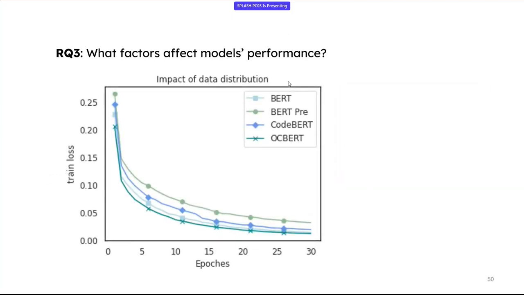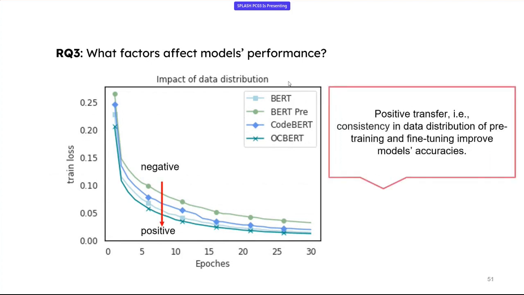Another factor we would like to think about is transfer learning. Here we use the BERT model as our baseline. CodeBERT and the BERT pre-train are our examples of negative transfer learning, because CodeBERT doesn't involve any knowledge of OCaml, and the BERT pre-train doesn't see any OCaml code in the pre-training phase. For these two examples, you can see they perform less well than the normal BERT model.